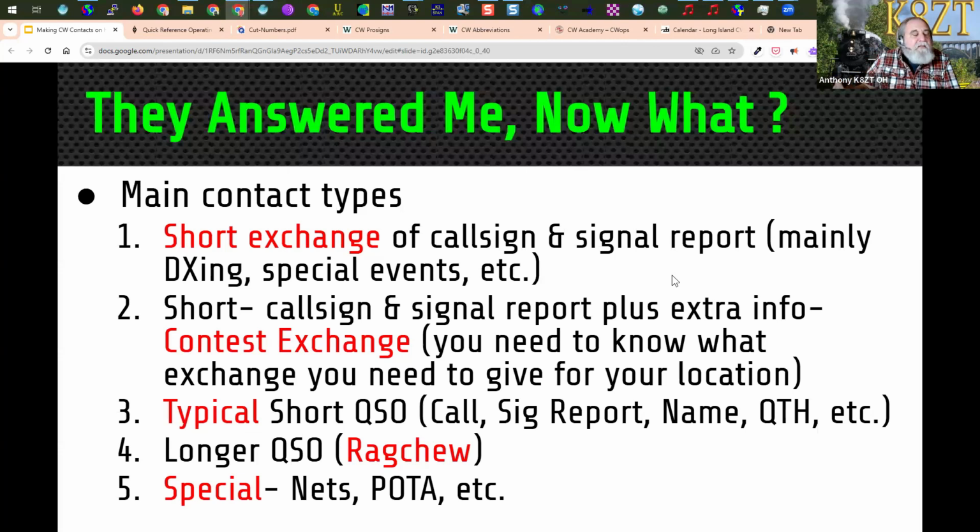If it's a contest exchange, I'm going to tell you you're not allowed to send anything else other than a 5NN. Okay? You can send anything else you want, but they're going to ignore it, and it's just going to slow things down.